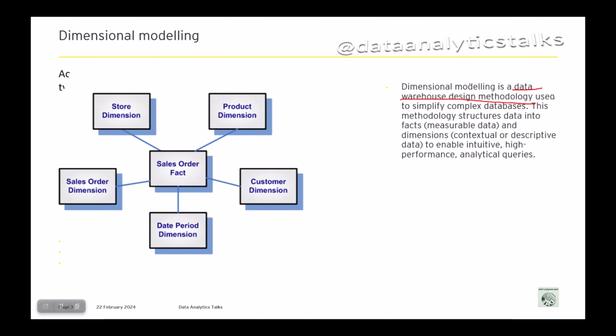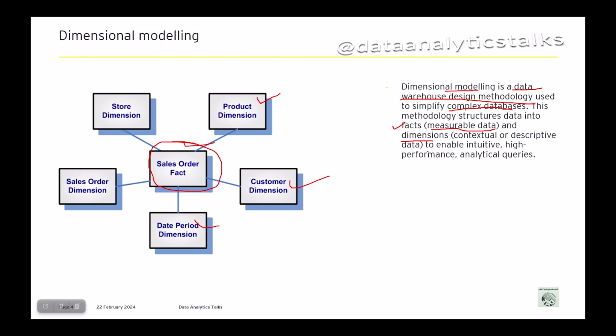Dimension modeling is a data warehouse design methodology used to simplify complex databases. This methodology structures data into fact and dimensions. And what is fact? It is measurable data. So the fact table contains measurable data, and dimensions are basically the dimension tables. So we have fact table and we have dimension table.